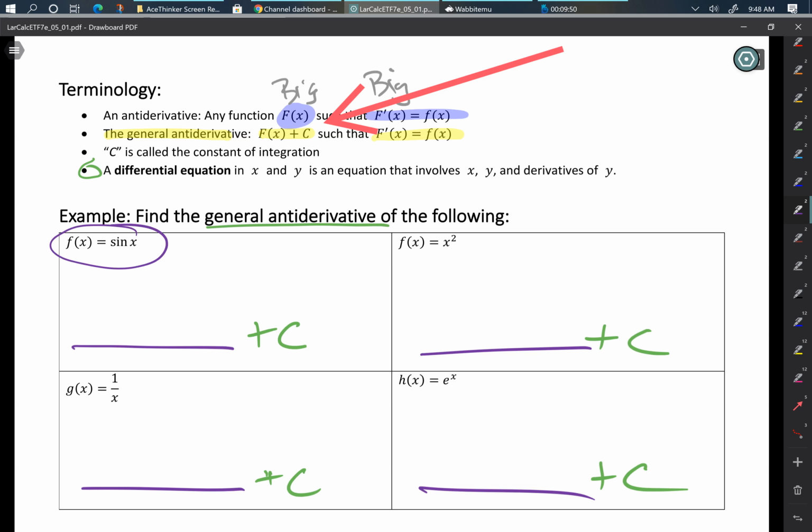All right, so let's see. I know the derivative of cosine is negative sine, so then the antiderivative of sine should be negative cosine. So then my function big F of x is negative cosine plus C, because the derivative of negative cosine is sine. And the way that I check my work is I just make sure that this is true: that if I take the derivative of that, I get back to my little f that was given to me. Okay.